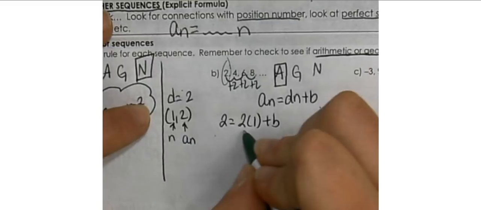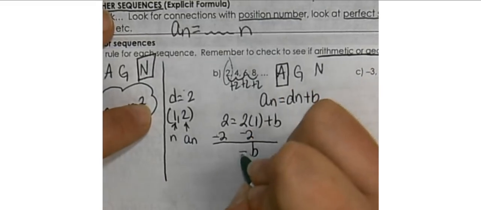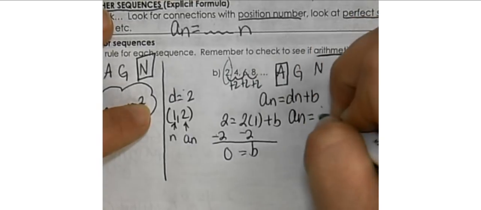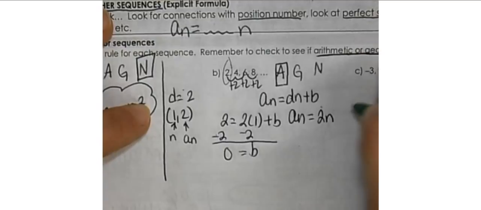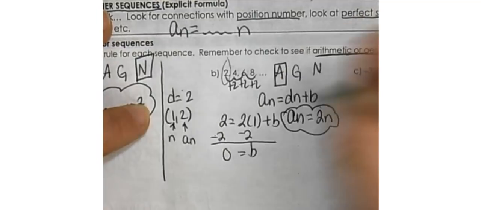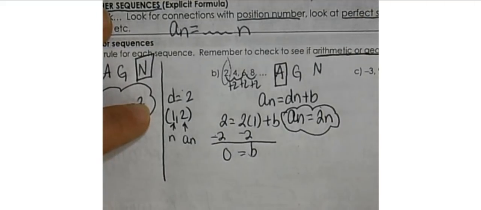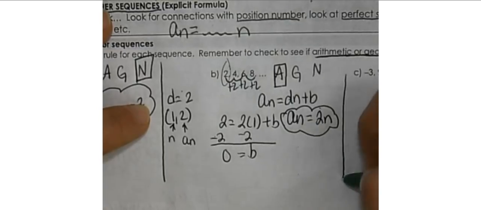So I'm going to write 2 is equal to 2 times 1 plus b. 2 times 1 is 2, and I'm going to subtract 2 on both sides, and I end up with b equal to 0. So my formula is going to be A sub n is equal to 2 times n plus 0, which is just 2n, and there is my explicit rule. Let's go ahead and look at letter C.